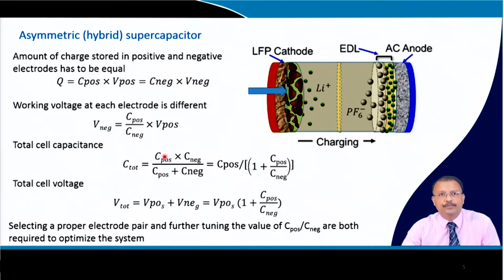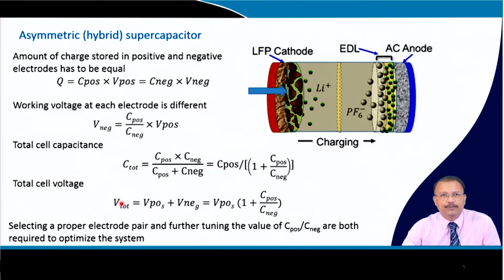Total cell capacitance, what will be there? 1 by C total equals 1 by C positive plus 1 by C negative. So, you can write this as C positive into C negative by C positive plus C negative. That gives you C positive by 1 plus C positive by C negative. This is just from this relation; if you divide it by C negative, then you will get this relation.